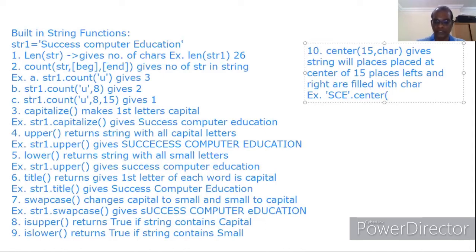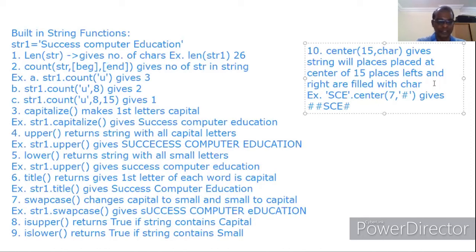Center of. We can have 7. Here we can have some string. SCE should be placed in the middle of the 7. So two places will be vacant at the left hand side, and two places will be vacant at the right hand side. These left 2 places and right 2 places will be filled with hash symbol. We will see hash SCE hash.